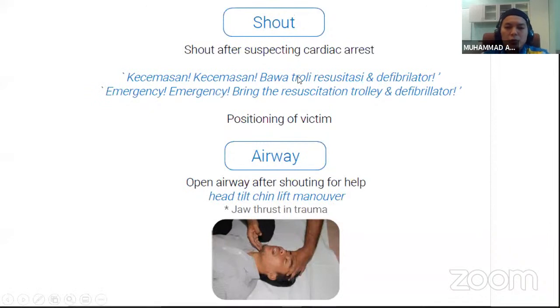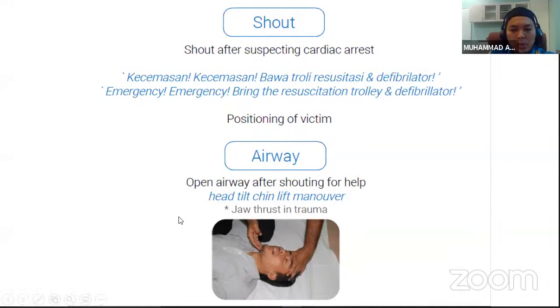If no response at all, nafas pun tak ada, buka mata pun tak ada, apa pun tak ada, then you shout for help. Suspected cardiac arrest. As we mentioned, you can call 999. You can call your team to bawa trolley resusitasi. You can ask someone to ring the resus bell to get help. Because in our situation in hospital, you have a lot of people around, so you don't leave the victim. But if you are alone with the victim, then you need to go get help.